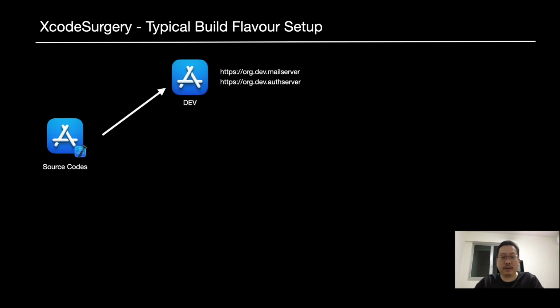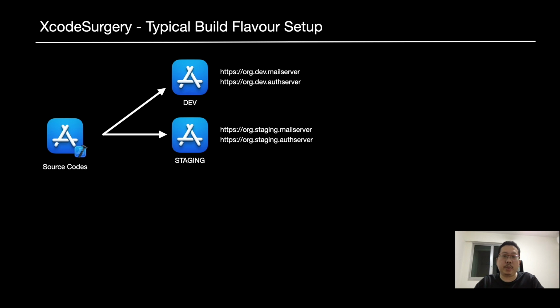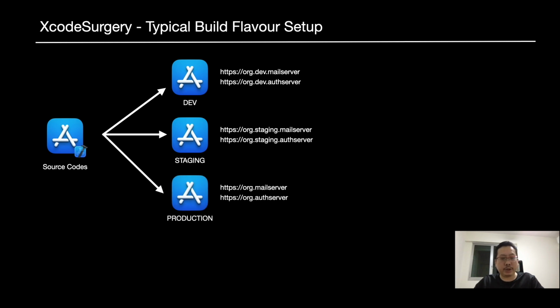Now, for today's topic, we are going to focus on optimizing building different app flavors or variants. In a typical workspace setup, from our source code, we can build one variant like the developer build, in this example pointing to the dev instance of the mail and auth server. Later we can prepare another variant for staging. In the staging build, we will point our corresponding API to the staging domain instance. And finally, developers can prepare a production build for Apple App Store submission.